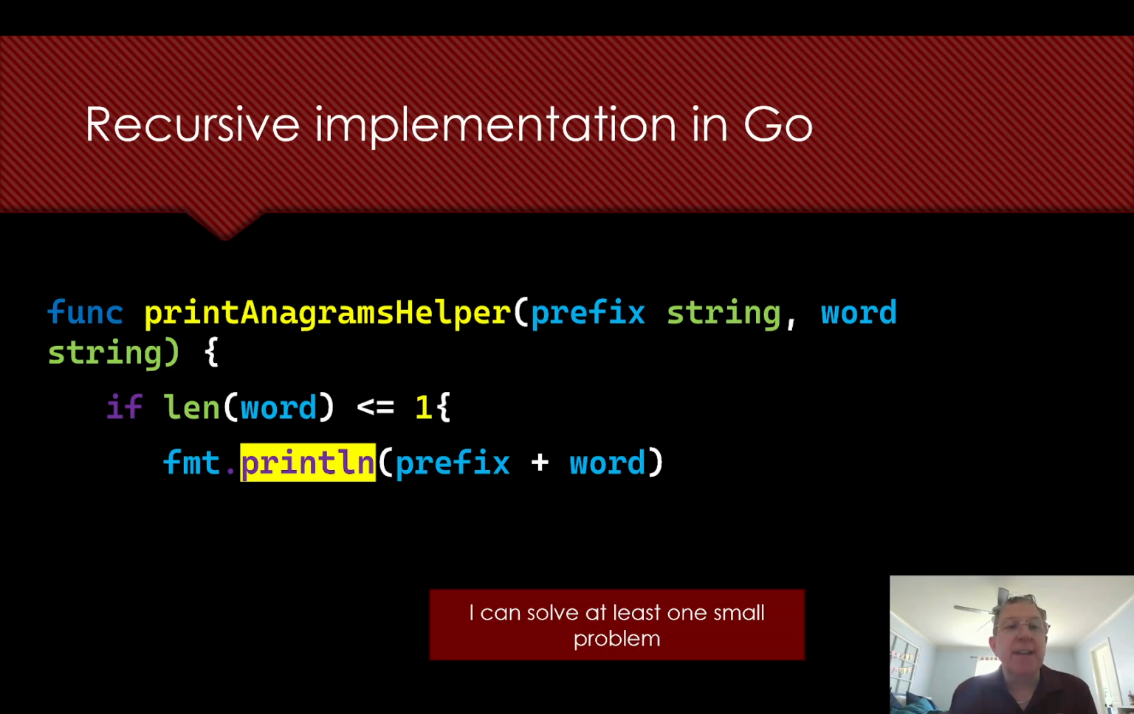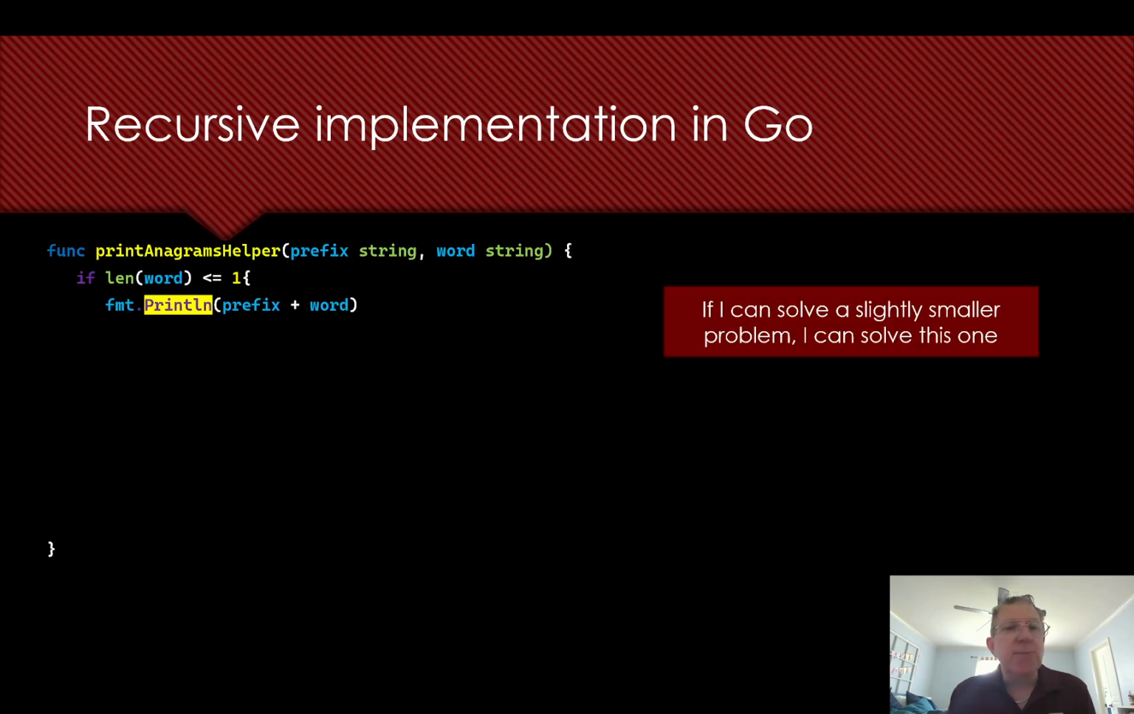Since we decided to add letters to the beginning, we'll have a prefix parameter in addition to the parameter for the word. The base case, the one small problem we can solve directly, is when the word is 1 letter long. In this case, we print out the prefix and the word. The recursive case is more complex. In the else, we know that the word is at least 2 letters long, so we add a recursive call, removing the first letter from the word.